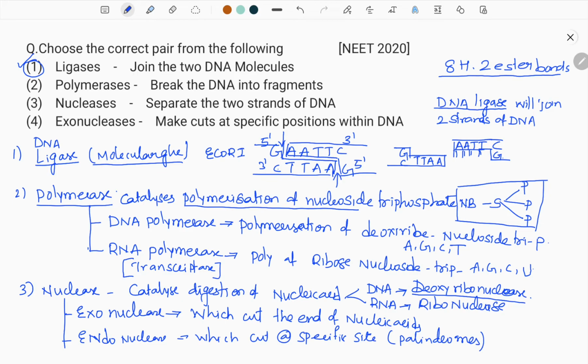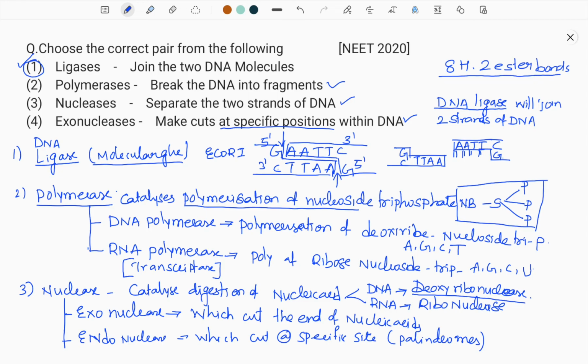They cause digestion of DNA or RNA. They are called ribonuclease, deoxyribonuclease. Exonucleases, which cut specific sites. This is wrong. They won't cut specific sites. They cut the ends of DNA. They are called exonucleases. So I think my explanation is very clear to you. It is very much helpful to you. So we will elaborate and discuss in detail each and every question that has been asked in NEET 2020, right?